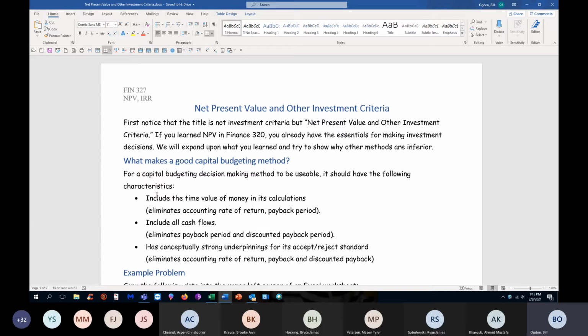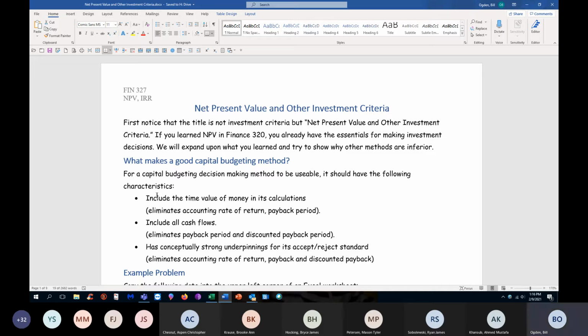And you notice it says net present value and other. So it doesn't say net present value, comma, IRR, comma, accounting rate of return, comma, payback period, comma, discounted payback period. It says NPV and basically saying and the rest. All right. So the chapter is trying purposefully to put an emphasis on NPV.